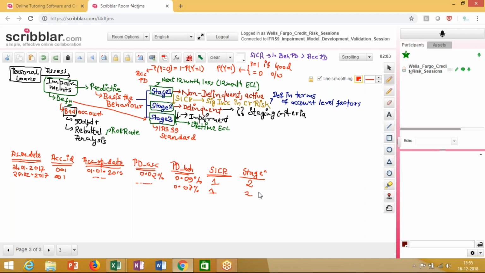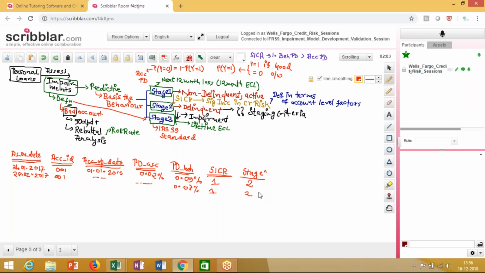So this provisioning for SICR, significant increase in credit risk, is only for the income statement. This provisioning would be put in before net income. All these provisions are for the P&L statement.